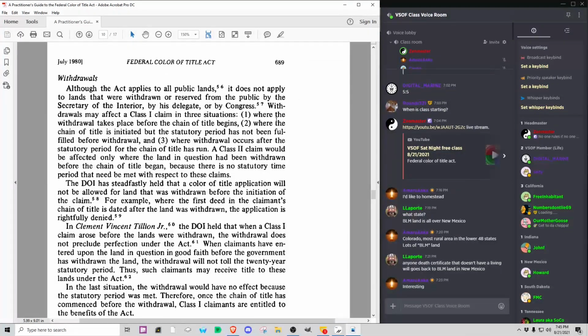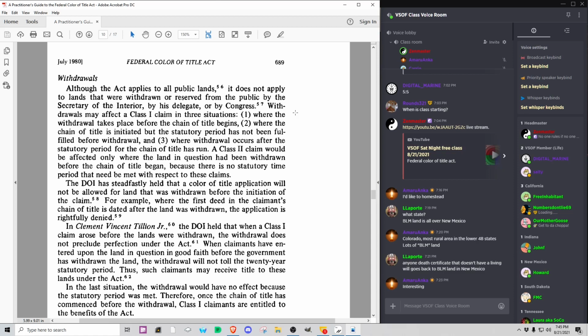All right, withdrawals. Although the Act applies to all public lands, it does not apply to lands that were withdrawn or reserved from the public by the Secretary of the Interior, by his delegate, or by Congress. That's where you get into national parks and that sort of thing. Or areas like lakes or dams, I think, are also in there too. Like Hoover Dam would probably be in there. I don't know if national forests necessarily apply there. But I would say that certain national forests probably do, like probably Sequoia National Forest, which I believe is connected to Redwood National Park, I think.